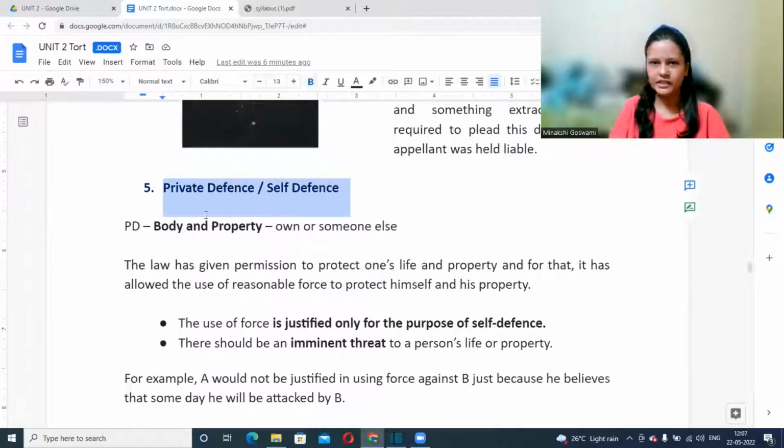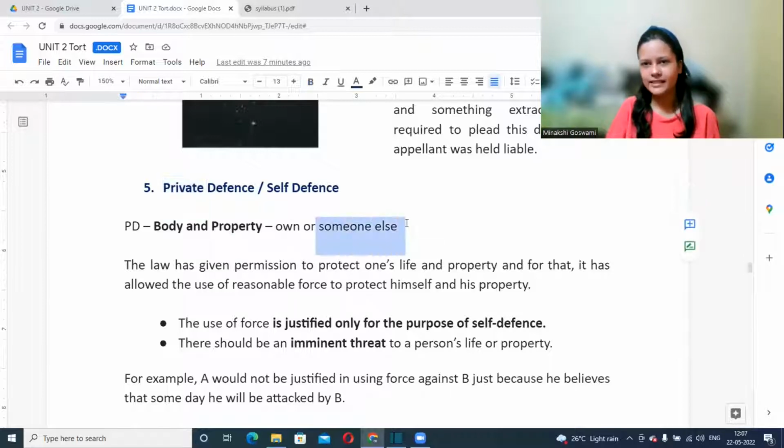So it is nothing but private defense or self-defense. Even though we use the word private or self, which means our own self, private defense or self-defense is not just applicable for our own body and property, but also for someone else's body and property. When we say somebody else, it does not mean that the other person has to be our relative or friend. It can be even a random stranger whom I am meeting for the first time. There also, I can use self-defense to save that person's life or property, even though we do not know each other. So private defense is applicable for protection of body and property of our own self plus someone else's.